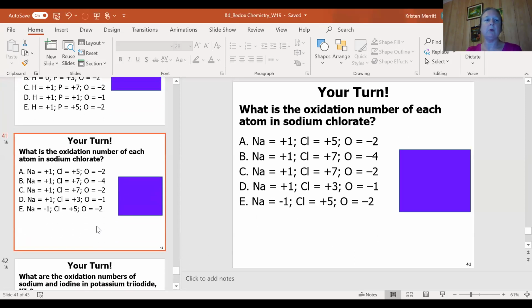And this one's sodium chlorate. What is sodium chlorate? It's sodium ClO3. Sodium is +1, so it's going to be A, B, C, or D. The oxygen is going to be -2, so it makes it either A or C.